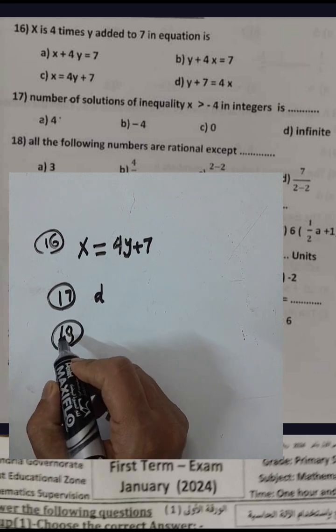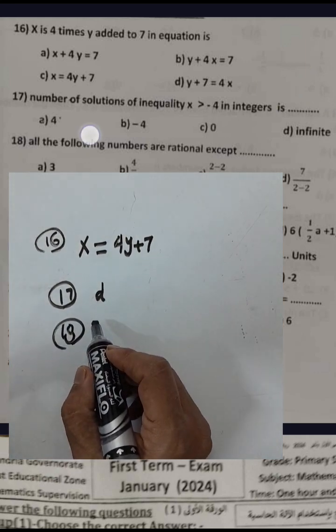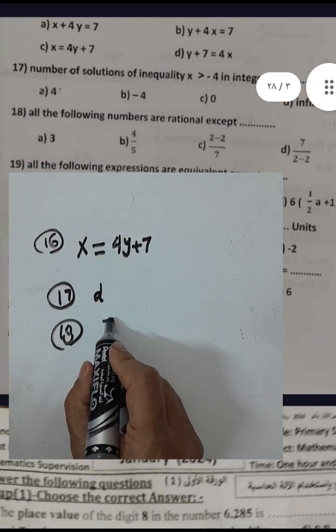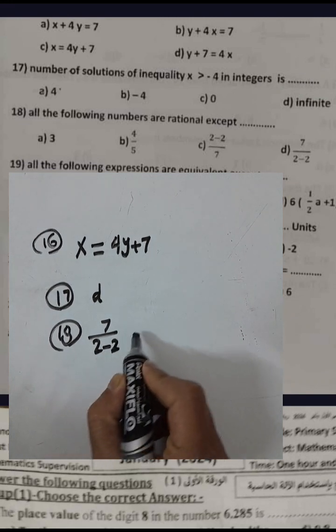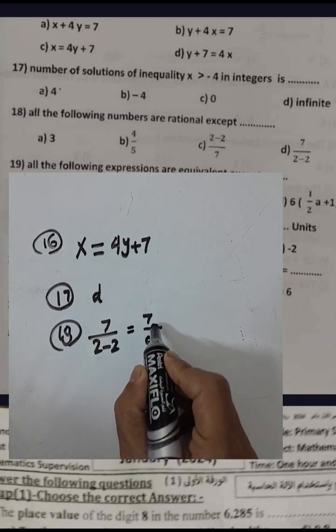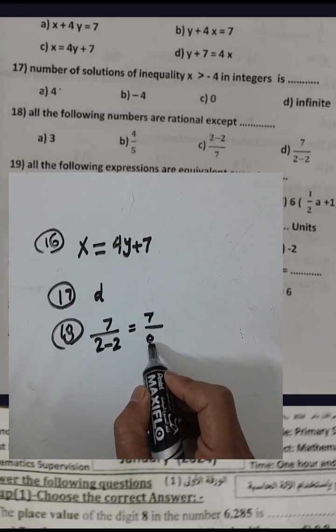Question 18. All the following numbers are rational except what? Except 7 over 2 minus 2, because the result will be 7 over 0, and 7 over 0 will be undefined.